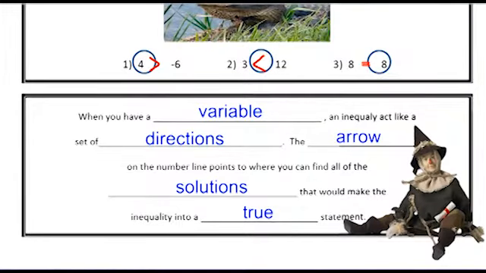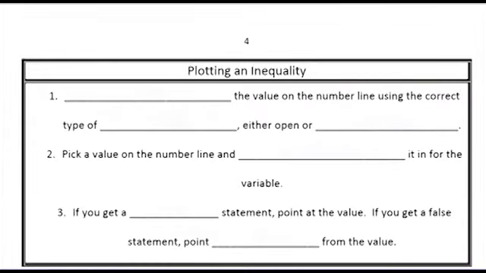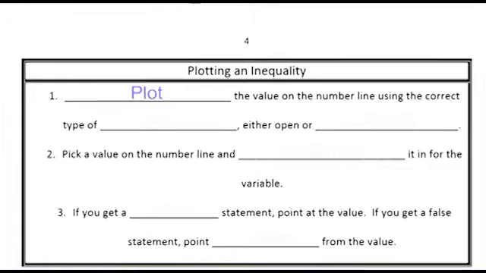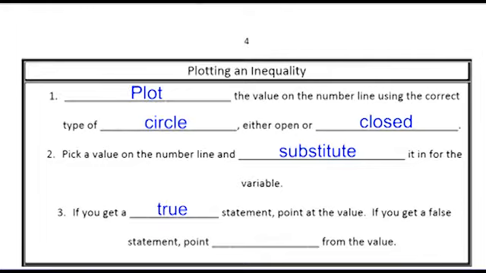This is how inequalities work. We're pointing at where the true values are. So, to plot an inequality, we plot the value on the number line using the correct type of circle that's either open or closed. Pick a value on the number line and substitute it in for the variable. If you get a true statement, point at the value you chose. If you get a false statement, point away from the value you chose.